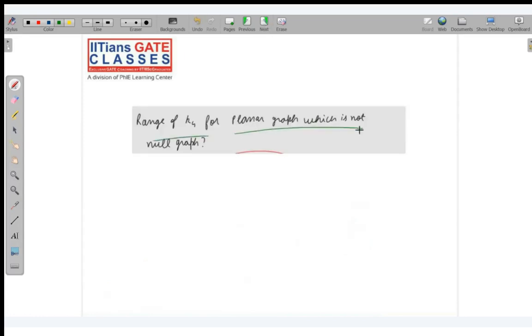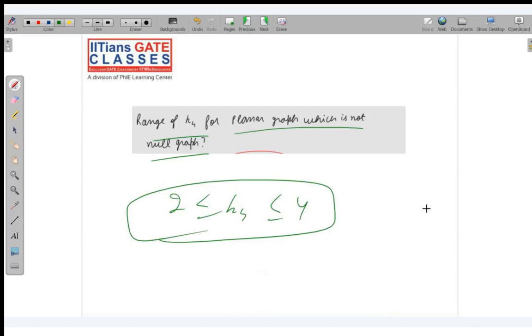Okay, range of kg for a planar graph which is not a null graph. That is very simple. If it is not a null graph, then minimum two, na?